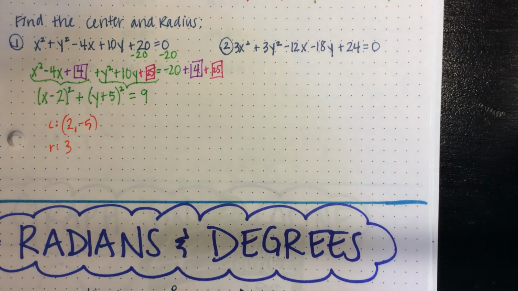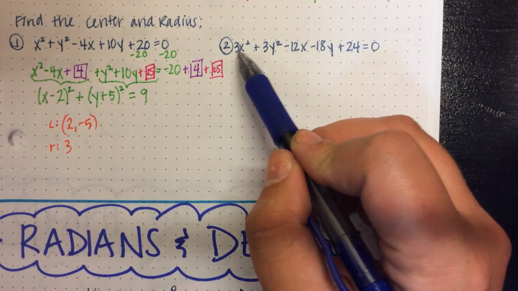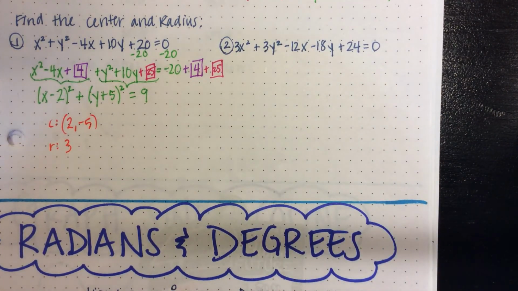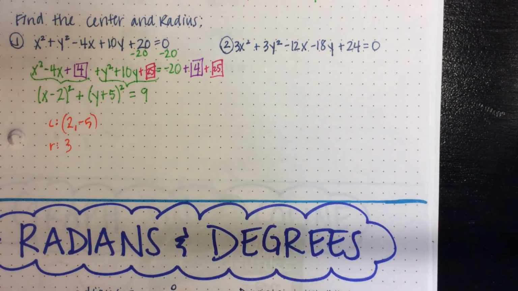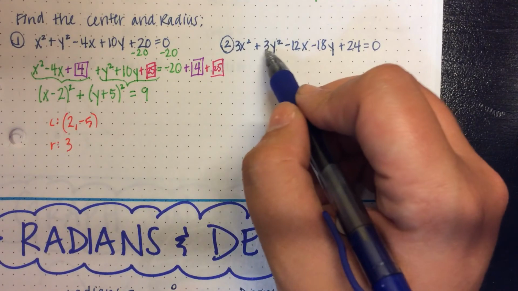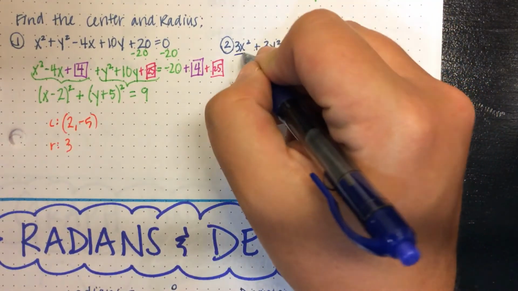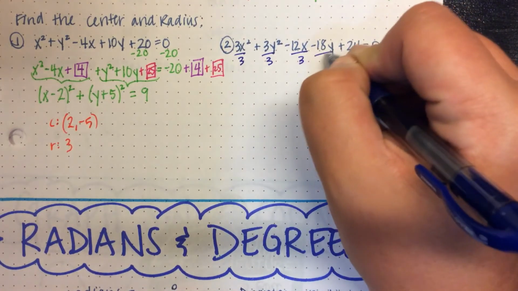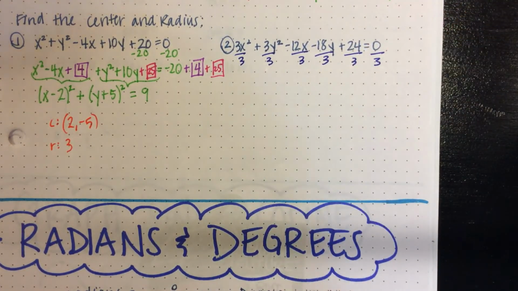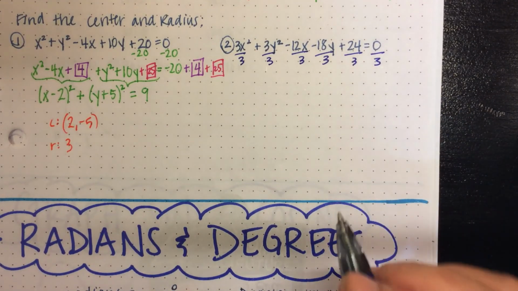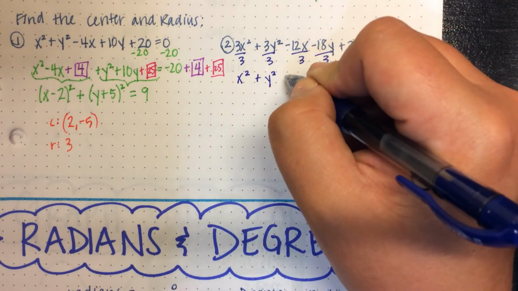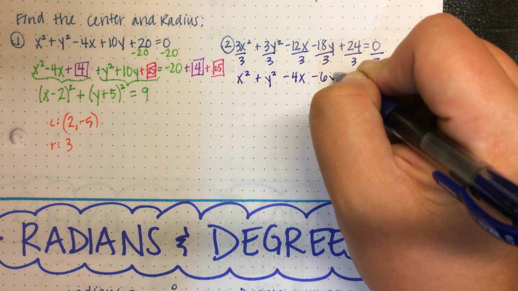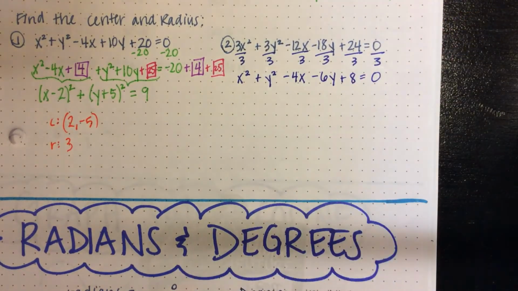All right, so right off the bat, I notice that I have, change colors, that I have a 3 in front of the x squared and the y squared. When we do circles, that number is always going to be the same in front of both of them, right? If they're different, that changes our shape a little bit. So they're always going to be the same number, and you need that number to be 1. So I'm going to divide everything, every single thing on both sides, even the 0, by 3. Now, the 0 divided by 3 is not going to do anything, but we still do it. So that's going to leave me with x squared plus y squared minus 4x minus 6y plus 8 equals 0.